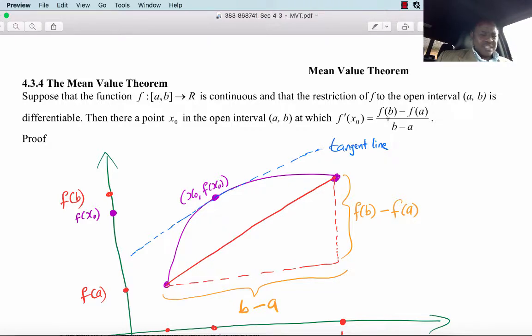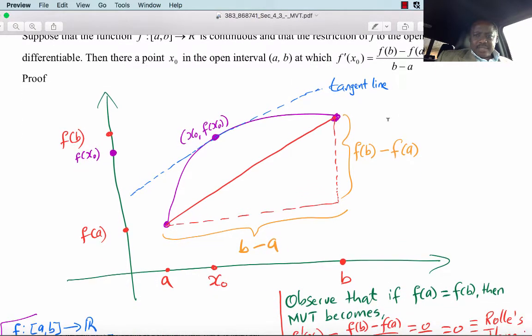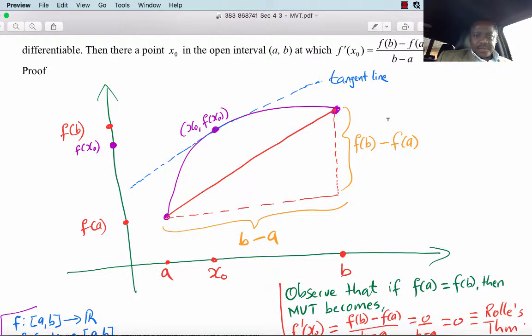Wow, that's interesting. Geometrically, let's see what we're looking at here. So right here, that's the point a, that's the point b, that is our function, y equals f(x). This function is continuous in the closed bounded interval [a, b]. Right here is the point x₀, that's the tangent line at the point x₀. This point is (x₀, f(x₀)). And so we are looking at the difference between f(a) and f(b), which is f(b) minus f(a), and same thing, we have b minus a.